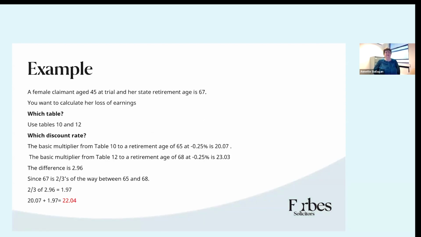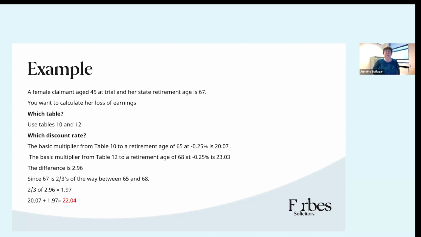So you've got a female at age 45 at trial, and her state retirement age is 67. So first of all, you would use two different tables, because table 10 is to age 65 females, and table 12 is to age 68. So you'd have to use two tables to calculate the multiplier there. Then you apply the discount rate, obviously.